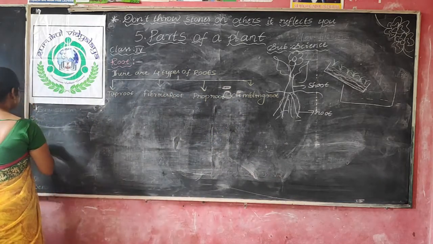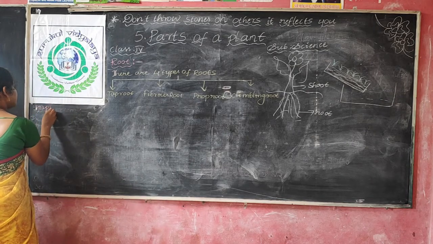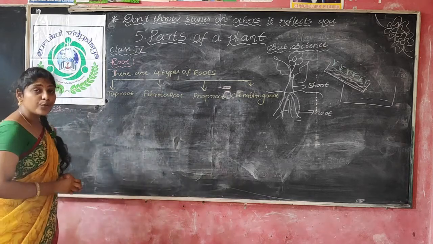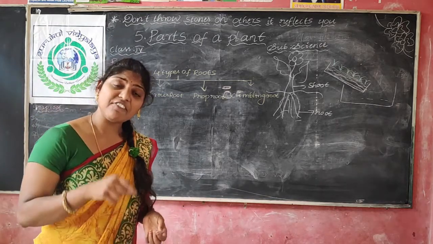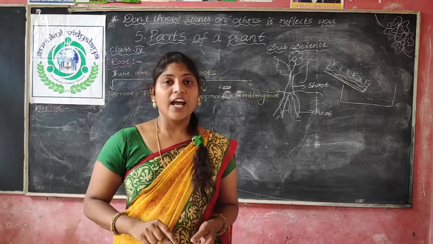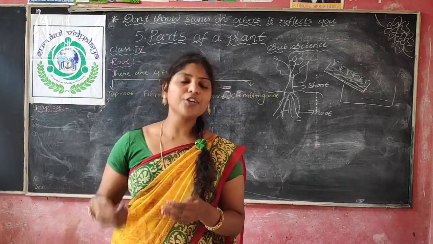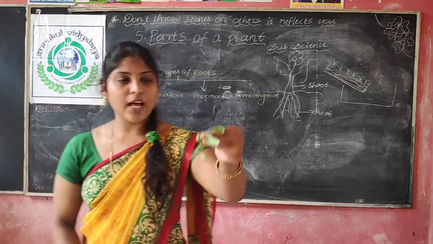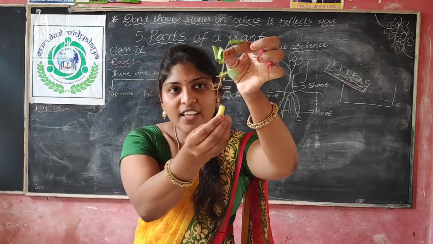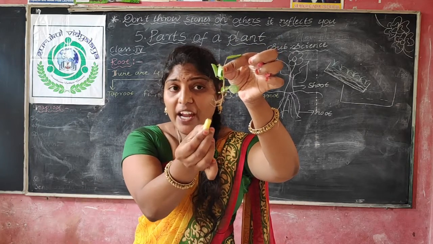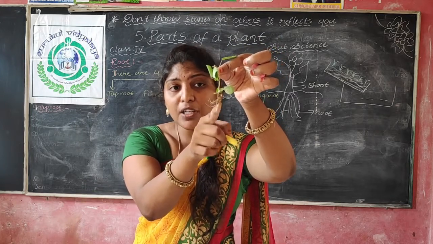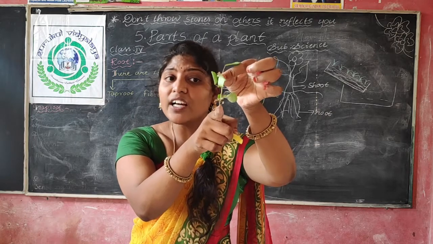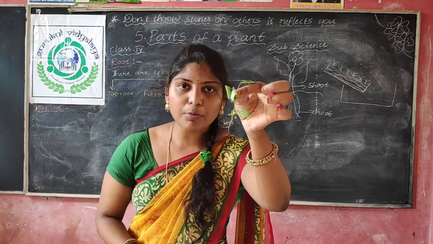Taproot means the plant which has the main root, and the remaining roots are connected to that root. See here the example. Here there is one main root, no? The remaining small roots are coming out from this root. So here we have the main root for these types of plants, no?